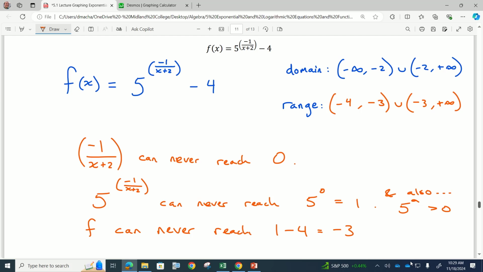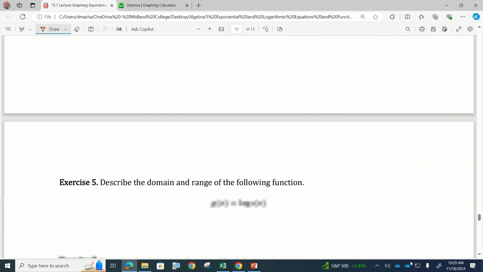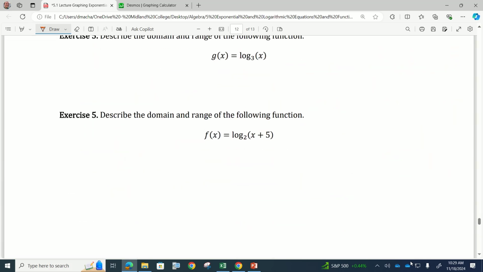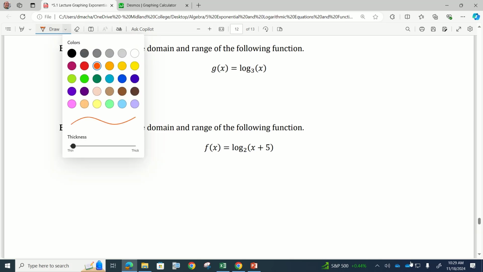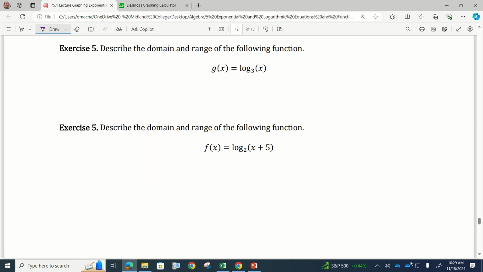All right. A few more examples. Now we're switching gears and we're doing logarithm domain and range questions. Here's the domain and range of the logarithm base 3 of x. And to remind you really quick, what did we say was the domain of 3 to the x? The domain for an exponential like this is all real numbers, and the range for an exponential was like this.